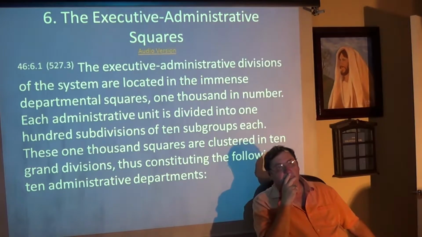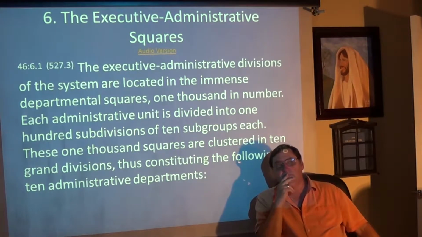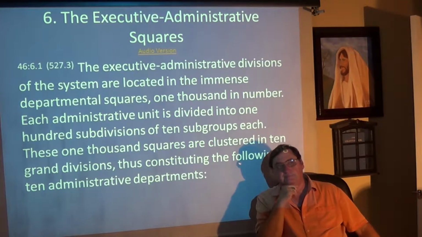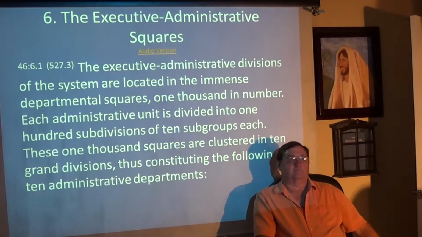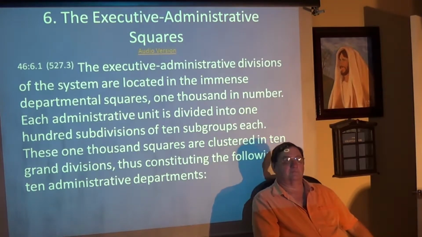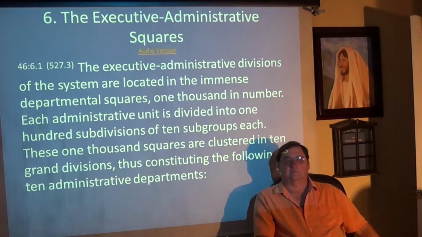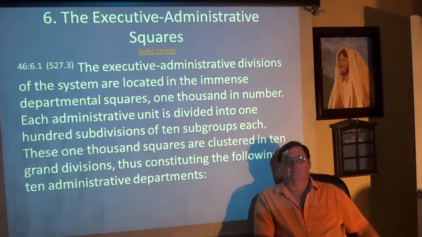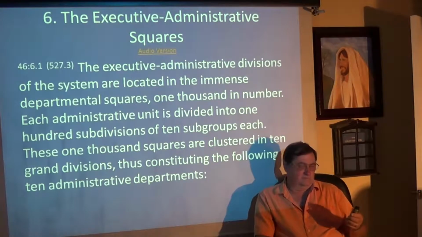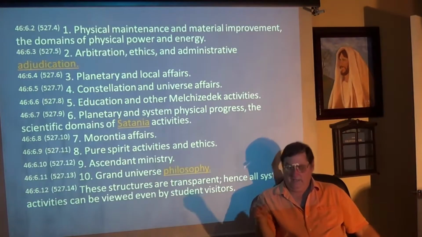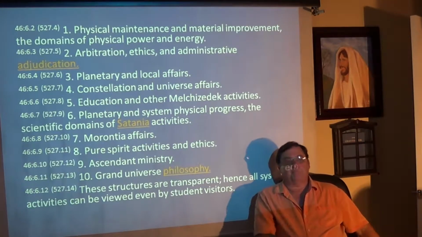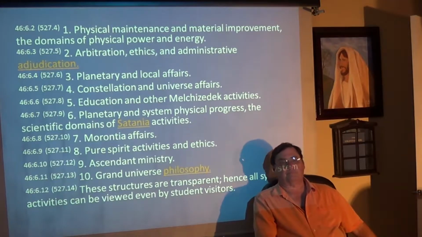The executive administration divisions of the system are located in the immense departmental squares, 1,000 in number. Each administrative unit is divided into 100 subdivisions of 10 subgroups each. These 1,000 squares are clustered in 10 grand divisions, thus constituting the following 10 administrative departments. Okay. 1. Physical maintenance and material improvement, the domains of the physical power and energy.